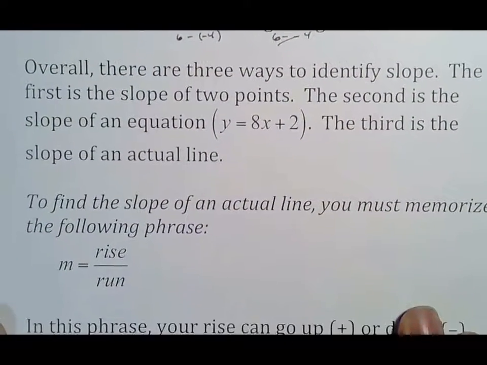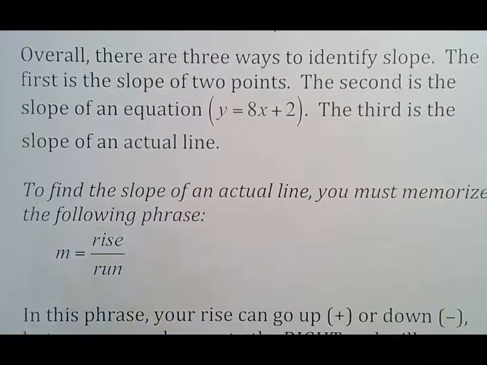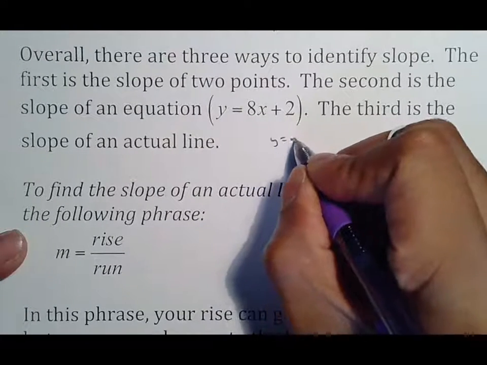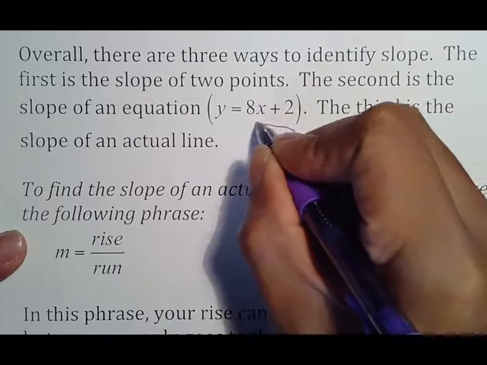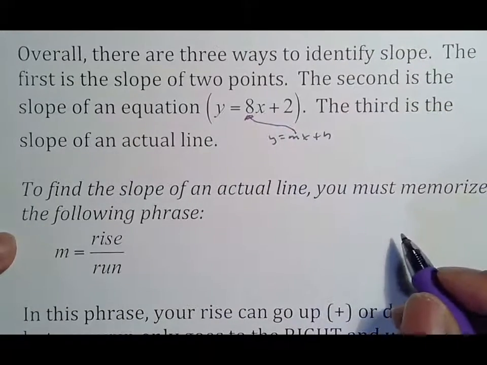Again, overall there are 3 ways to identify slope. The first is from the slope of 2 points, which we just talked about. The second is from an equation. Remember that it is y equals mx plus b, which means in this case your slope is 8.